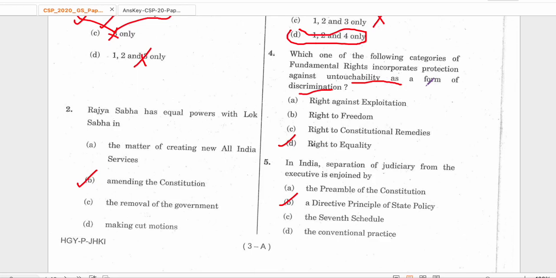Now question number 5. In India, separation of the judiciary from the executive is enjoined by neither the preamble of the constitution, nor the 7th schedule, nor the conventional practices, but by Article 50 of the directive principles of state policy. Straightforward question. If you have knowledge of articles, it is very handy.